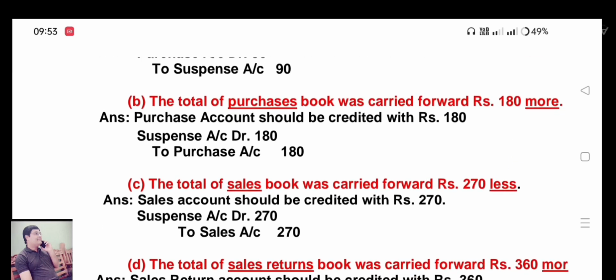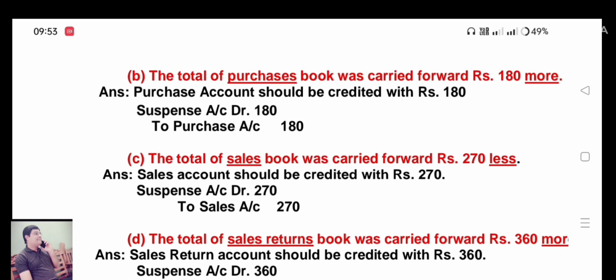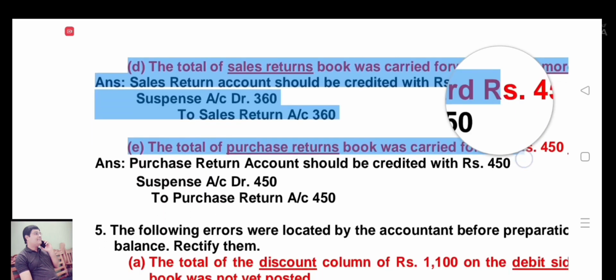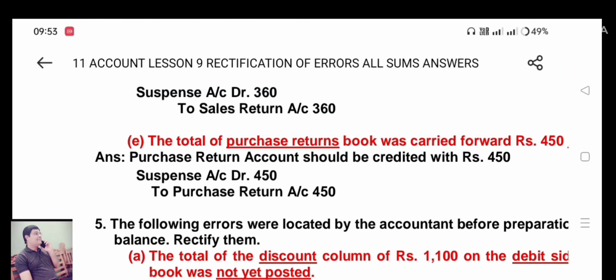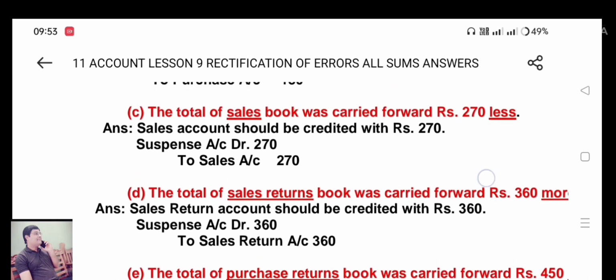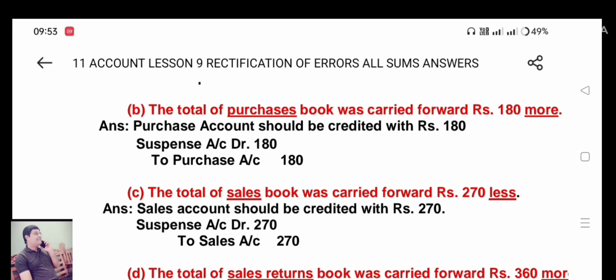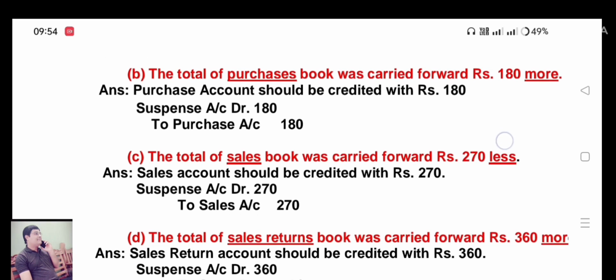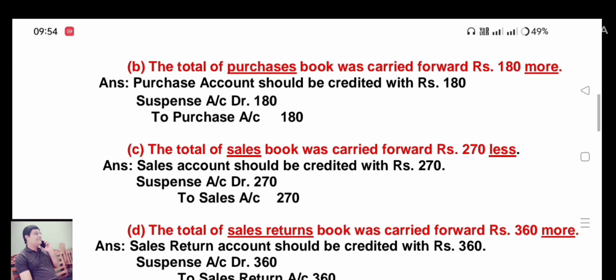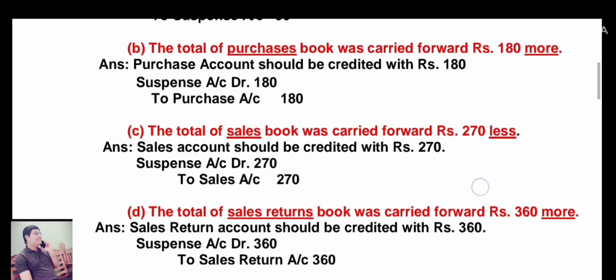Next question. The total of purchase book was carried forward as rupees 180 more. When it is more, means excess, extra, over cost. So you have to write opposite. Normally purchase is debit balance, but over cost means opposite. More means opposite. So opposite of debit is credit. So answer is purchase account should be credited with rupees 180. Suspense account debit to purchases account.